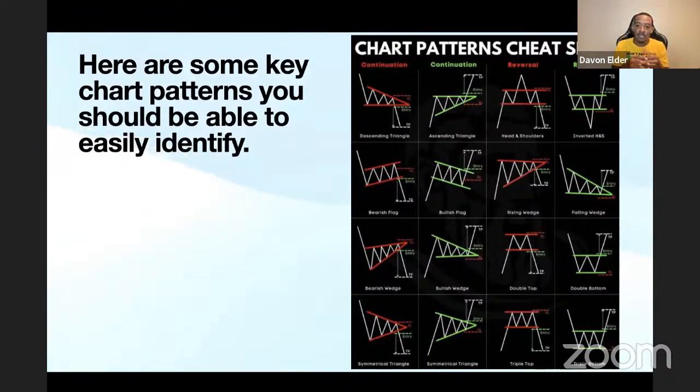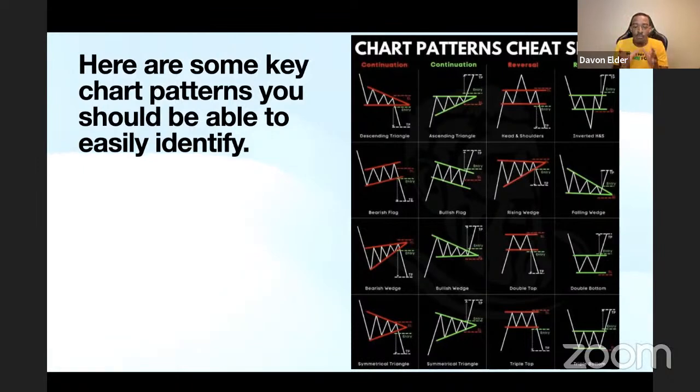Another one that I like is a double bottom. A double bottom is a reversal pattern. Also on the other side, a double top, which is a bearish pattern, right? And so when we look at these, be able to identify these patterns, okay?